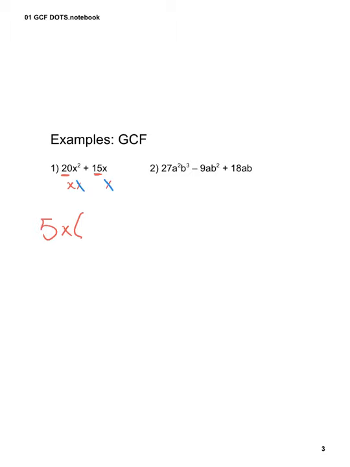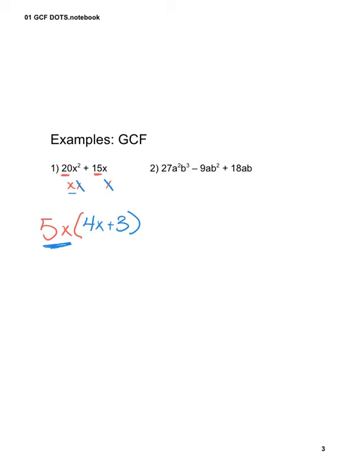So now, if I divide the 20x squared by 5x, my GCF, I'm left with 4 and one of the x's. If I divide the 15x by the 5x, I'm left with 3. So my answer there is 5x, then in parentheses, 4x plus 3.